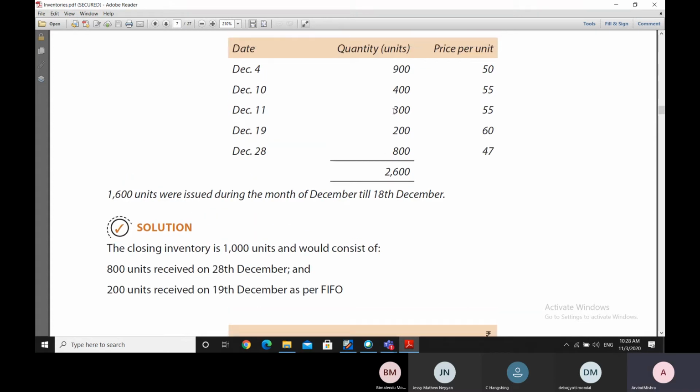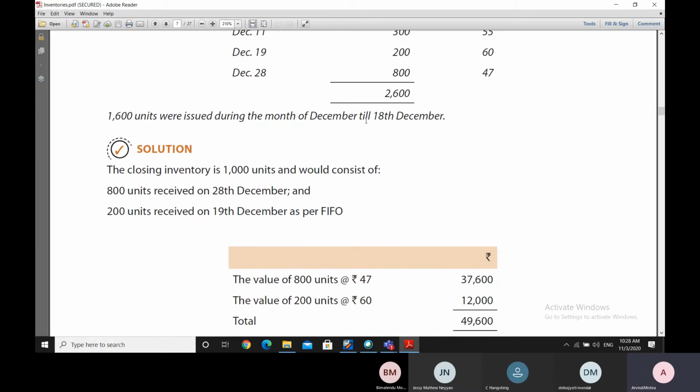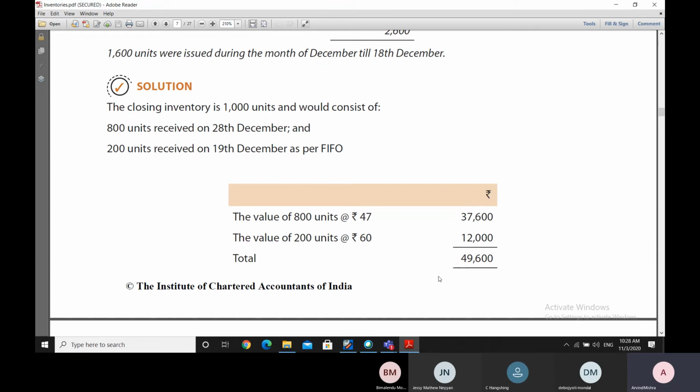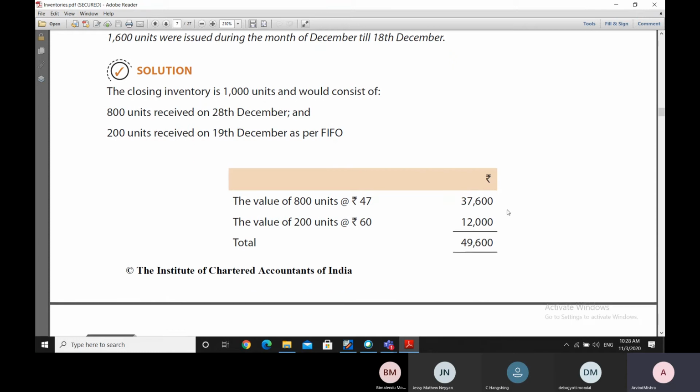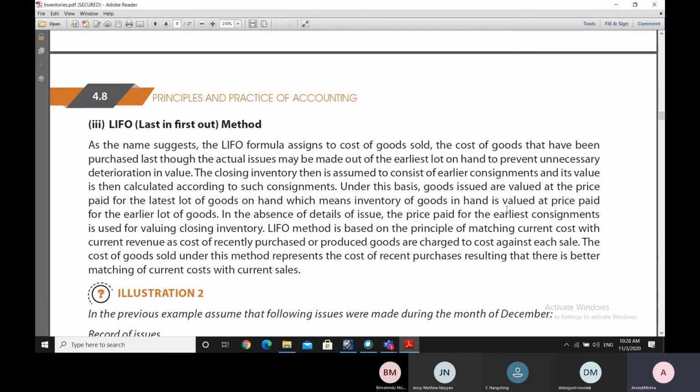So we'll assume that whatever goods he has issued, he is issuing the goods on a first in first out basis. So we'll calculate the 800 goods price by 800 into 47, and 200 goods price by 200 into 60. We are taking the latest price, and find the total price at 49,600, and that is the inventory valuation in this case.